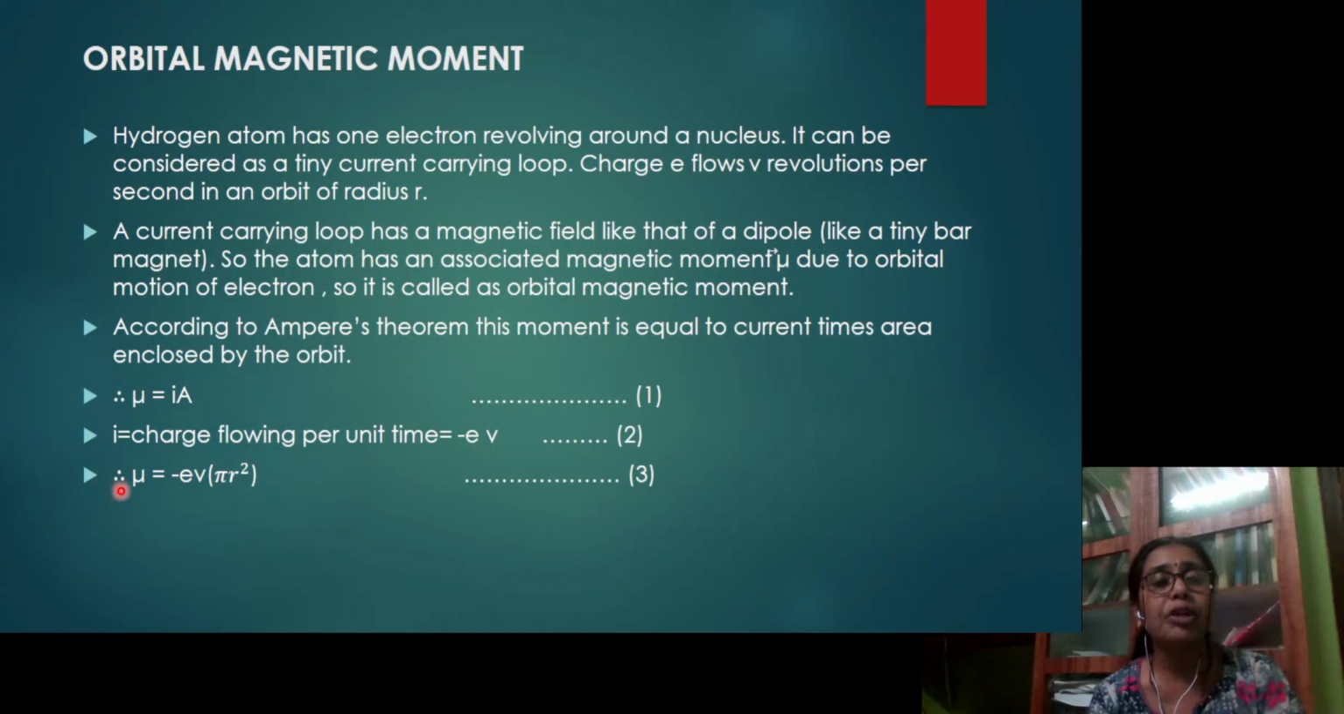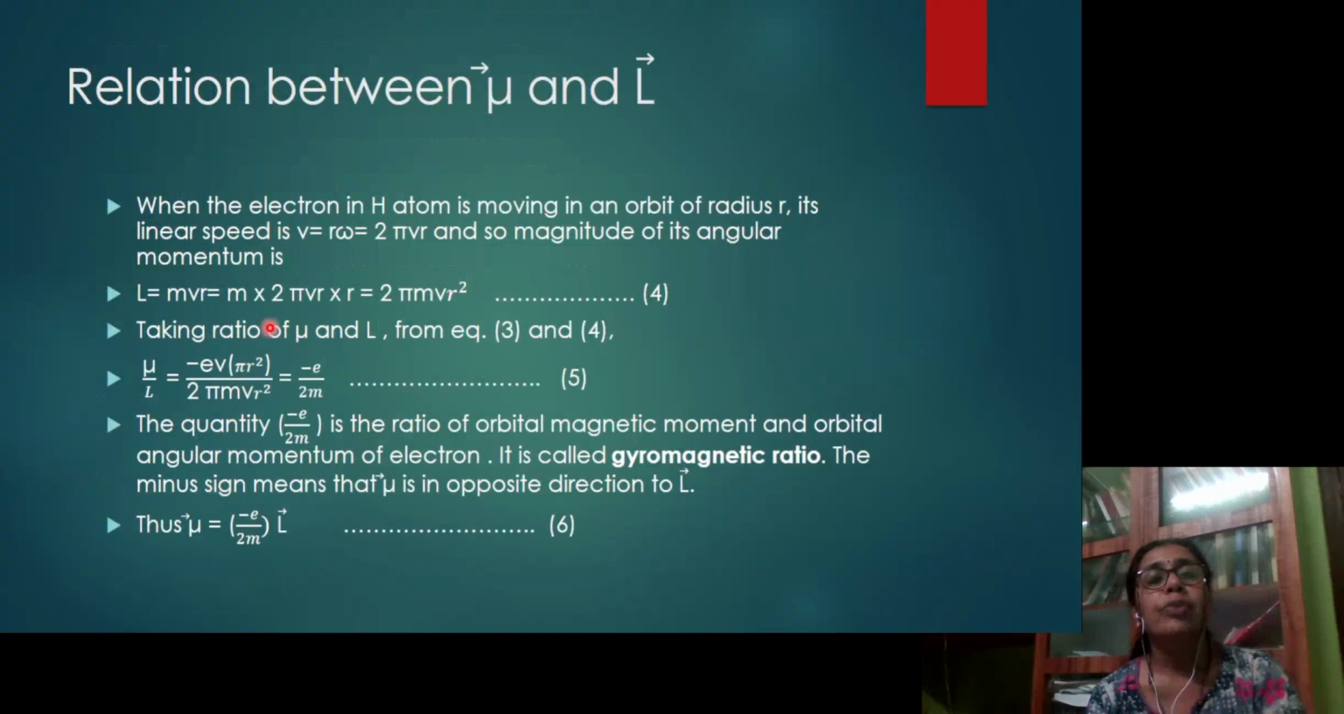So the magnetic moment will be equal to, if I substitute for I, minus e into nu multiplied by the area of cross section, that is pi r square. Now when the electron in hydrogen atom is moving in an orbit of radius r, then its linear speed is v equal to r omega, and omega is nothing but 2 pi nu. So v will be equal to 2 pi nu into r.